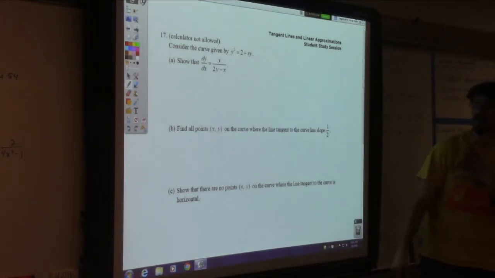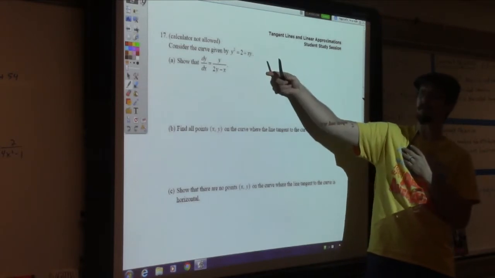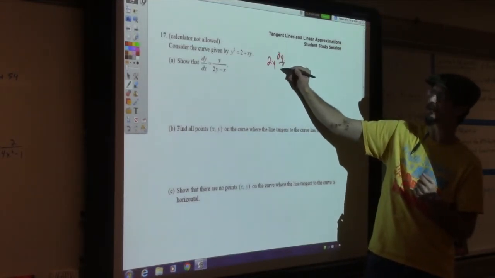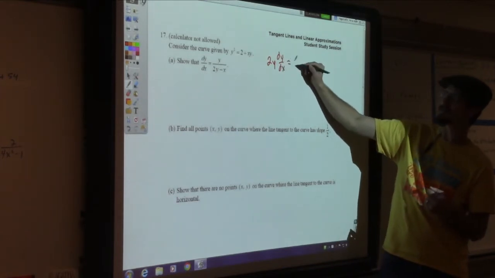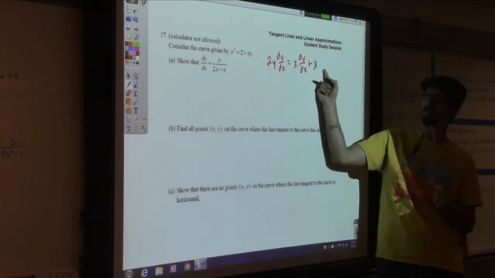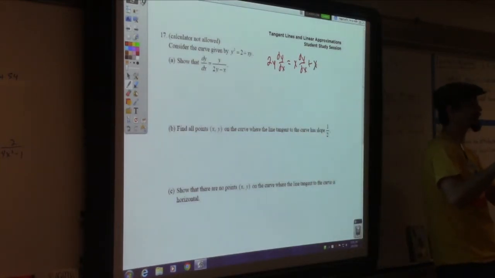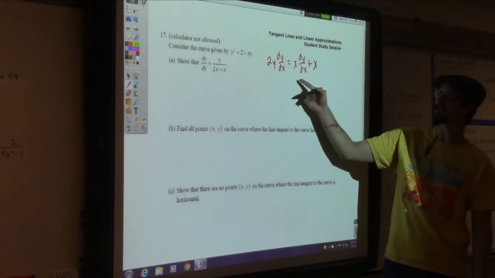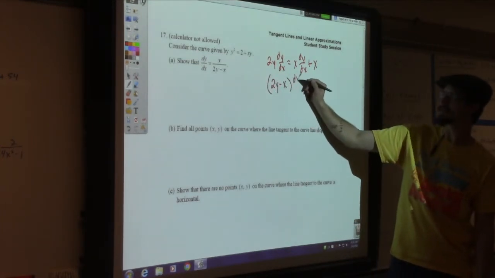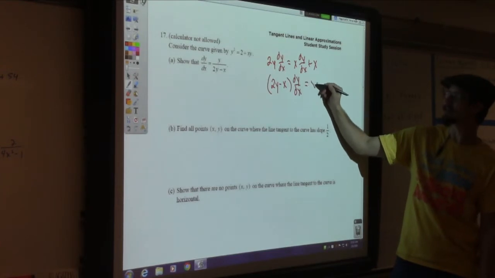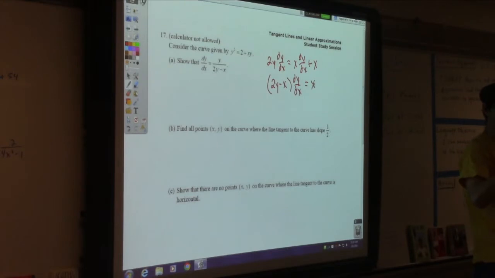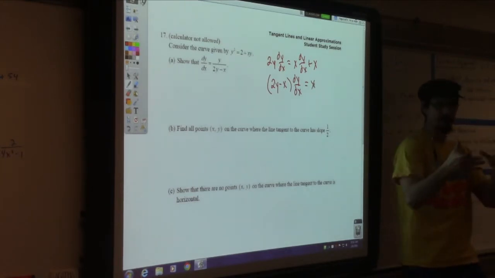The other thing I do want to point out, if you're doing this, you do want to show a couple of manipulation techniques going between there. You know, when you get your 2y dy dx equals x dy dx plus x, you do want to show at least the next step, that you've got your 2y minus x dy dx over here like that. You want to show at least one in-between step so that they know that you know what you're doing.